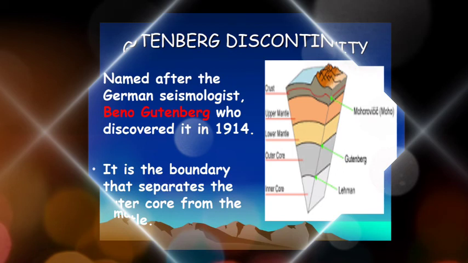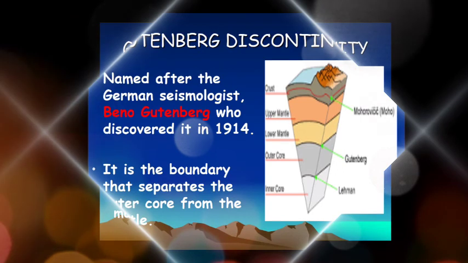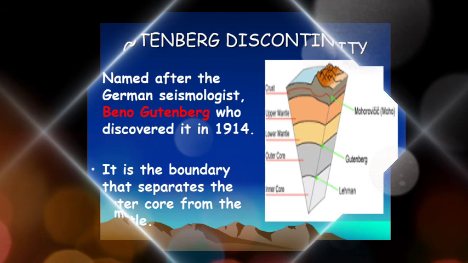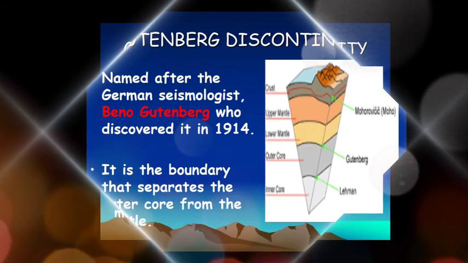Gutenberg discontinuity. It was named after a German seismologist, Beno Gutenberg, who discovered it in 1914. It is a boundary that separates the core and the mantle. So, same thing with crust and mantle, we have Moho, while for core and mantle, the boundary that separates the two is the Gutenberg discontinuity.